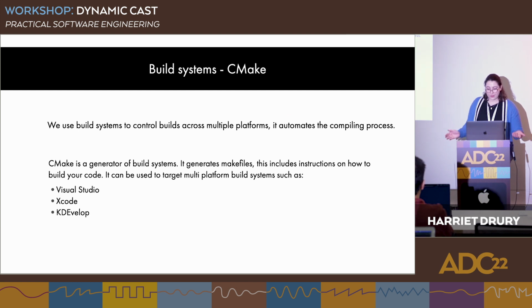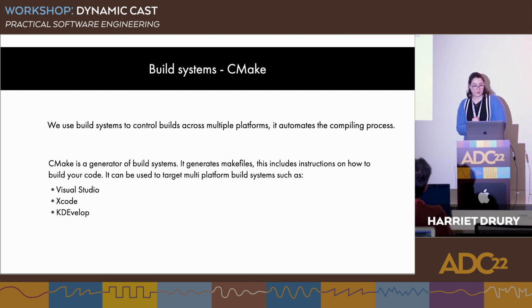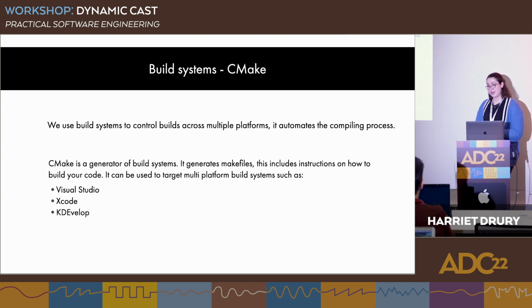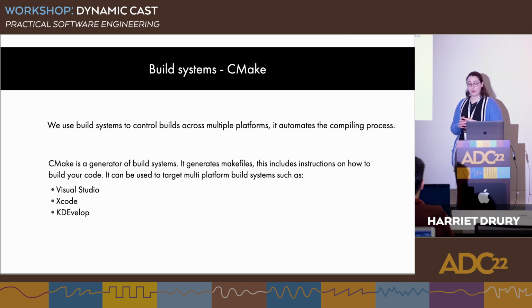All right, so this is where we come to build systems like CMake. We use build systems to control builds across multiple platforms. This automates our compiling process. The example I was going to use is, say you've built a video game, and you want it on your phone, but you also want it on your PlayStation, or on your PC. A lot of the source code will be the same, right? But you need different things to go from a really small memory bank, like a phone, to a PC. So a way of automating that is to use a build system like this, so you can target different solutions and stuff like that.